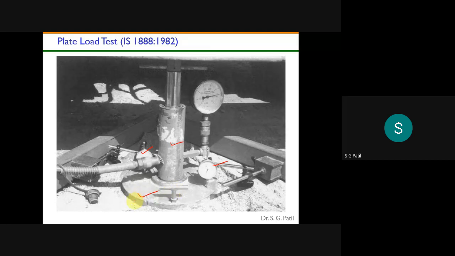This is a steel plate of 25 mm thickness. This is a circular steel plate. Similarly, there will be square steel plates also. These are the handles, just to carry these steel plates and also to adjust them on the ground.